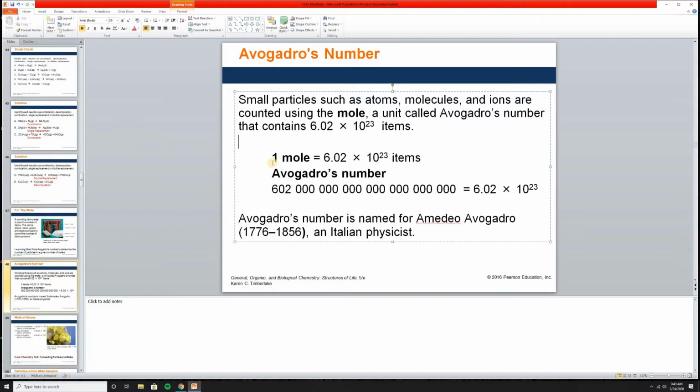So the way we like to use this equality, and that's all it is, it's just a definition. It's another equality, just like we do when we convert units. 1 mole is equal to 6.02 times 10 to the 23rd particles, items, molecules, atoms, etc. So that's what a mole is. It's just this number of 6.02 times 10 to the 23rd. And just to give you an idea of how big this number is, right?